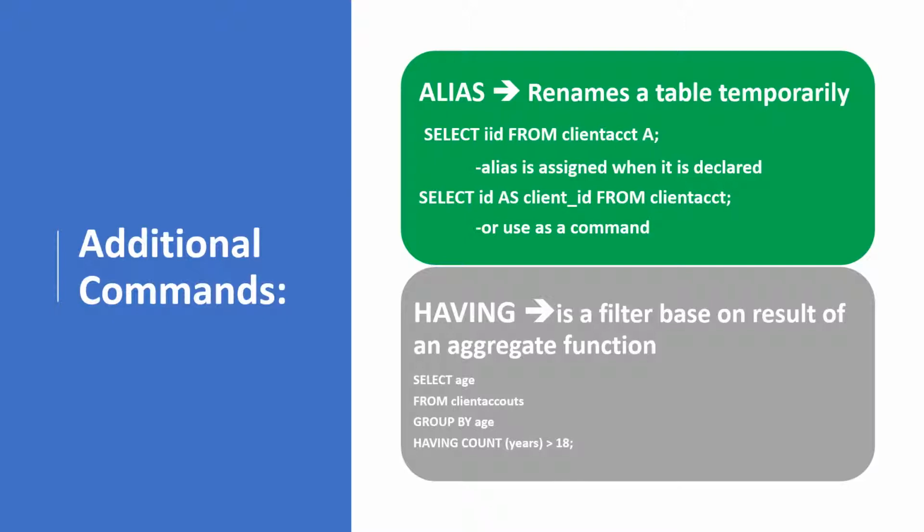Having is a filter based on the result of an aggregate function. For example, we select the age from the client accounts, which is the table, and we group by the age. Now we have a having command, which counts the age based on the condition of the function, which here is 18 years or older.